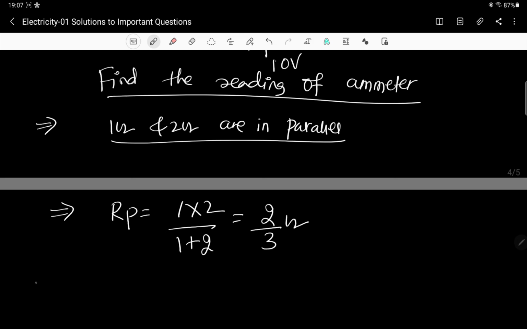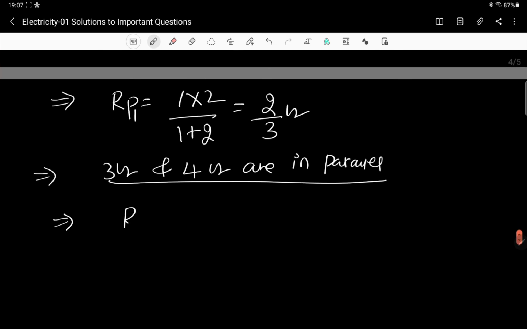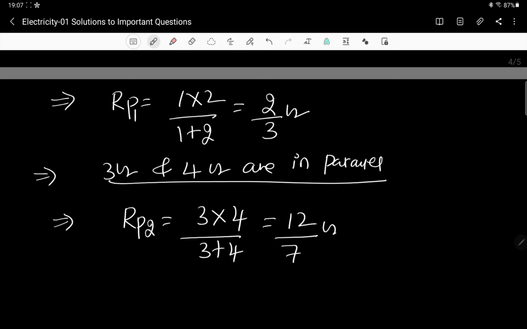All right, so next one more thing, that is 3 ohm and 4 ohm are also in parallel. They are also in parallel, right? So just mention that. Then you can call this Rp1, and you can call this Rp2. Rp2 is equal to 3 into 4 divided by 3 plus 4. So that is going to be 12 divided by 7 ohm.